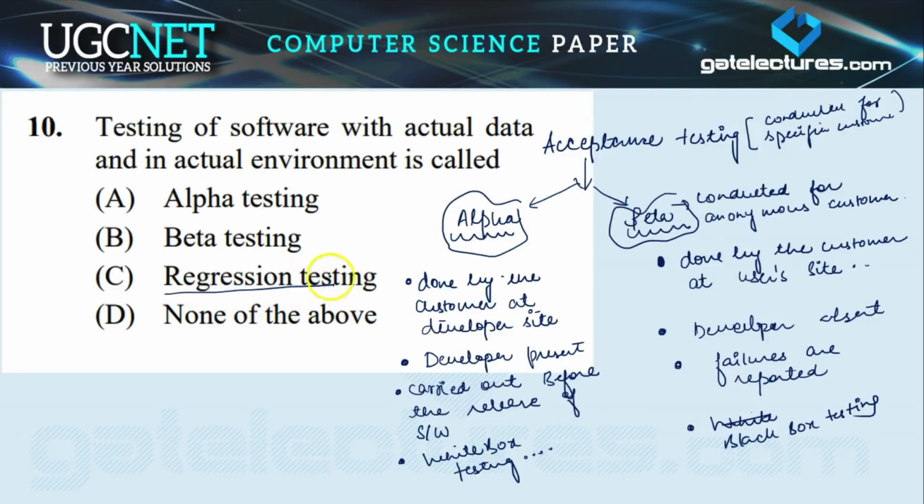And there is one more testing, regression testing. So regression testing, you can say, is something like a maintenance testing, because regression testing हम जब करते हैं, जब अगर हमने कोई order अपने system के अंदर कोई change किया है, तो we tested whether it is working well now or not, कि change करने के बाद भी हमारा system अच्छे से work कर रहा है या नहीं. So it's a kind of maintenance testing. Now come back to our question. Testing of software with actual data and in actual environment is called.